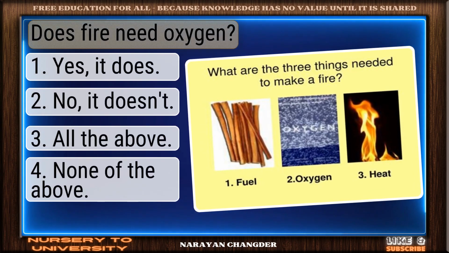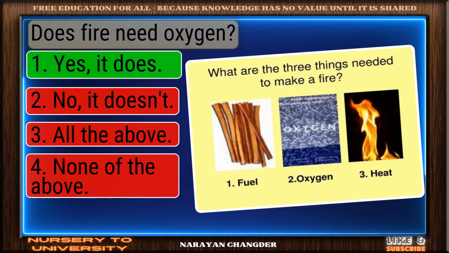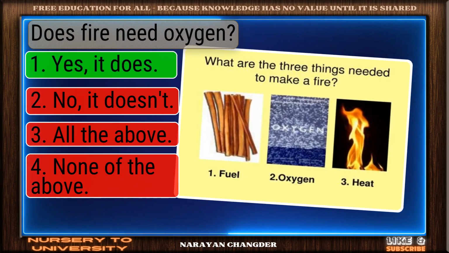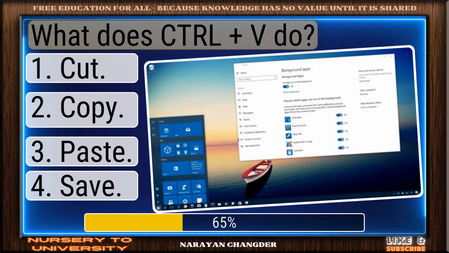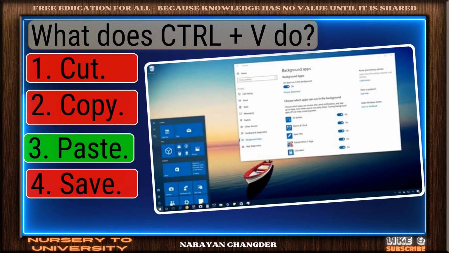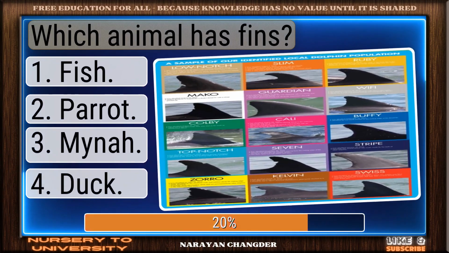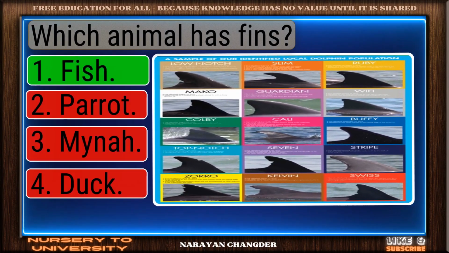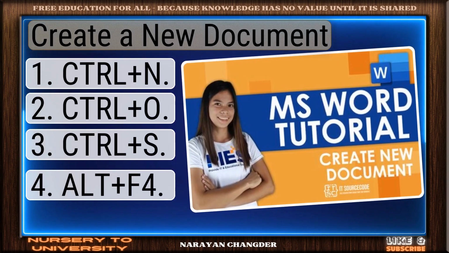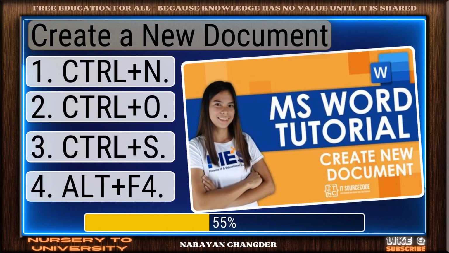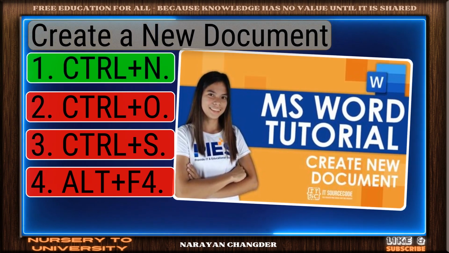Does fire need oxygen? Smart move. Yes, it does is an accurate answer. What does Ctrl plus V do? Right again. Paste is a valid answer. Which animal has fins? Strong choice. Fish is the right answer. Create a new document. Smart pick. Ctrl plus N is the correct choice.